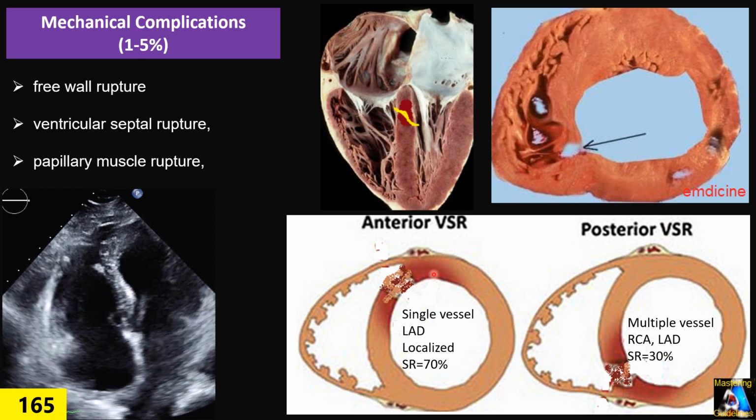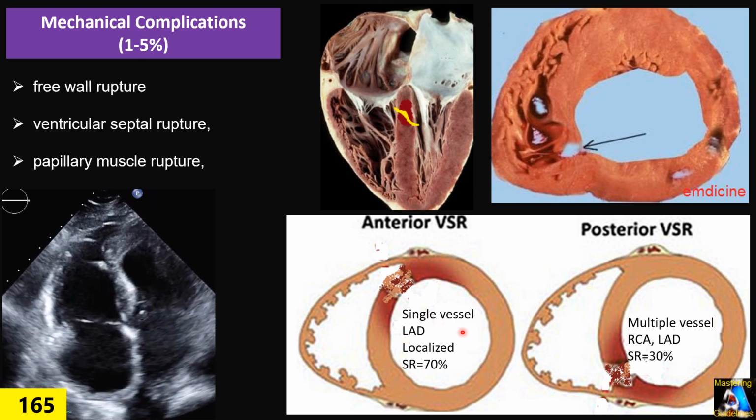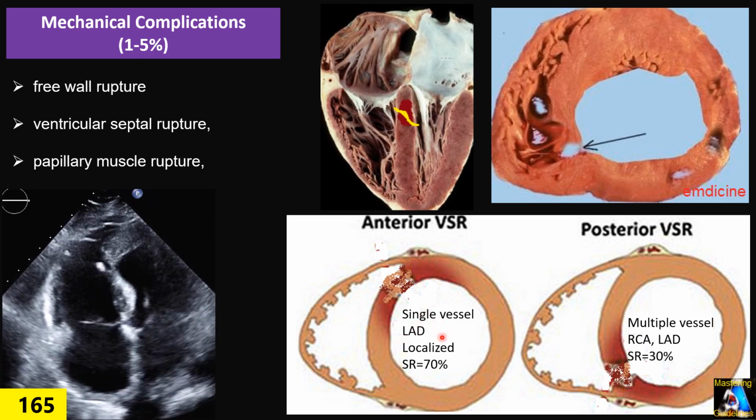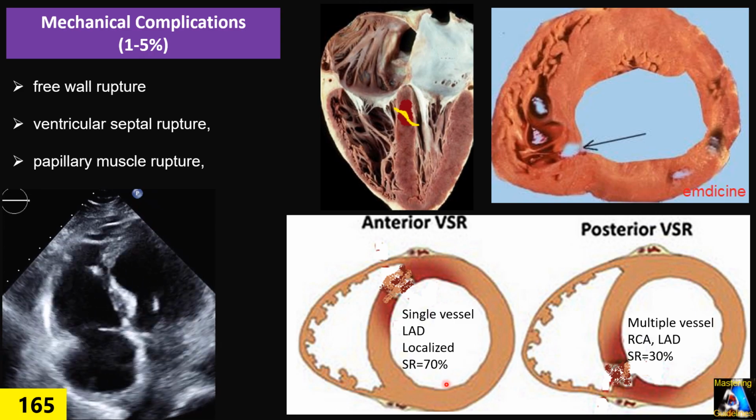Anterior VSR usually happens in anterior infarction, and usually with one vessel, the LAD, involved. Most of the time there is a localized blockage, not diffuse, and there are not too many collateral vessels. This type usually happens close to the apex, but not always. And the survival rate on this type is almost 70%.